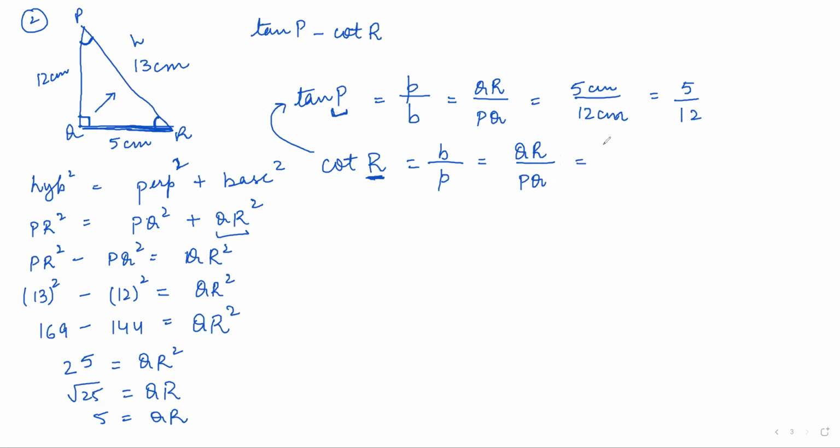Okay. QR is again 5 centimeter, PQ is 12 centimeter. So again 5 by 12. Now you have to find the value of tan P minus cot R. So tan P you have found 5 by 12 and minus 5 by 12. So this is equal to 0.